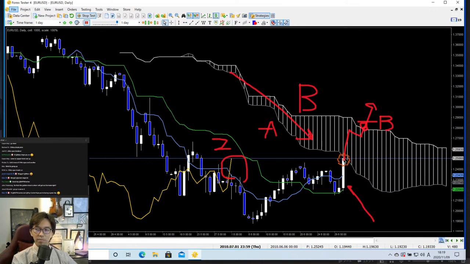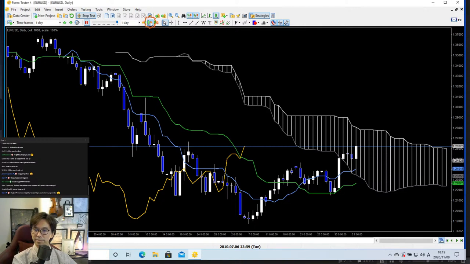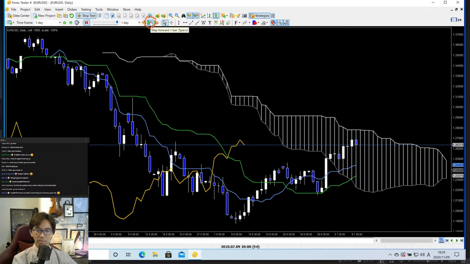But if the market goes down this way, the Kumo is very thick in this part, so it might be resisted by the Kumo and go down. So let's see if it happens or not. Okay, market gets into the Kumo now. But because of the thickness of the Kumo, it might go down. So let's see if the candle penetrates the Kumo's upper edge, Senkouspan B.